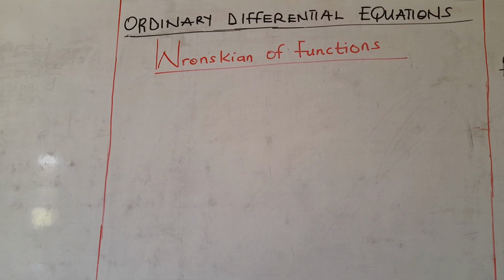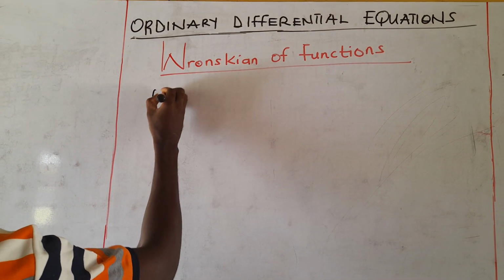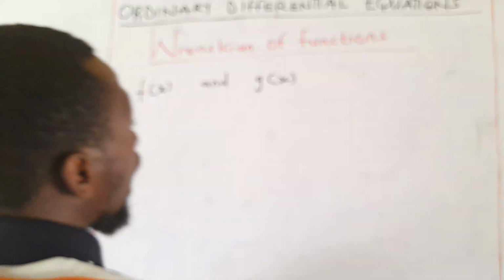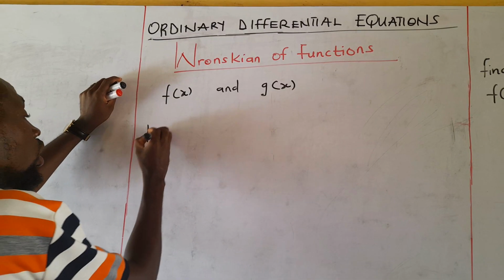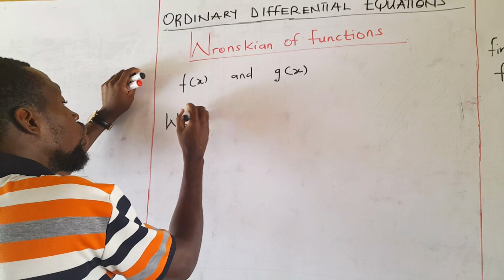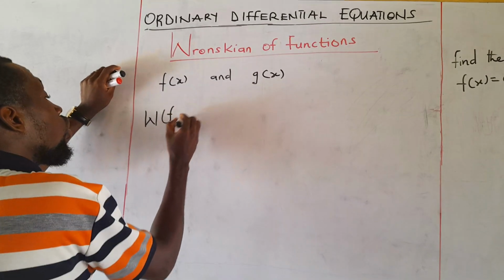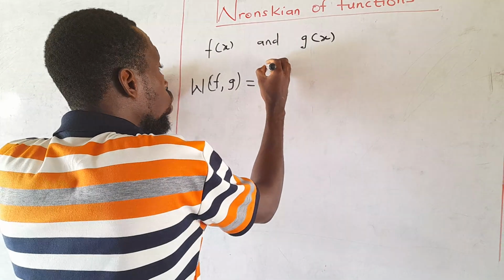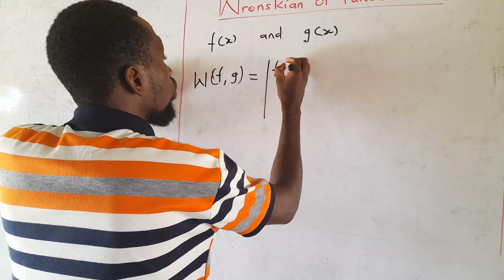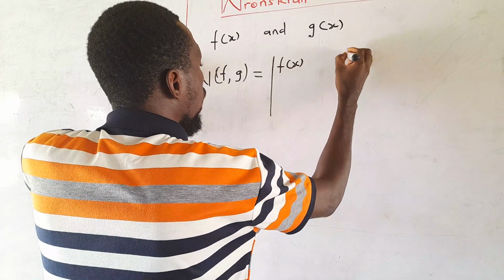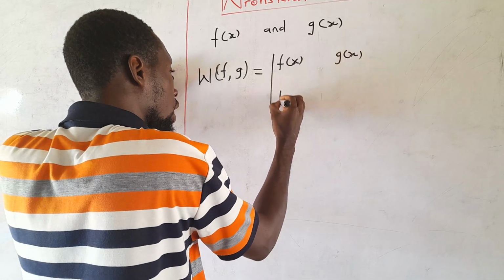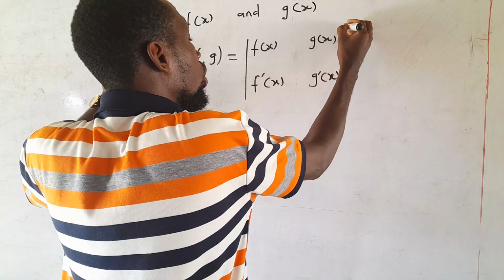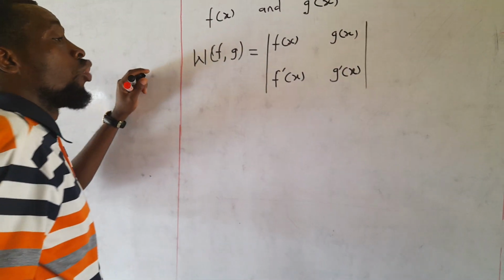So if we have two functions, say f of x and g of x, and we are asked to find the WRONSKIAN of this function. The WRONSKIAN of the function, we write it as w f comma g. So if you see this, it means the WRONSKIAN of the two functions. It will just be equal to the determinant of the two functions, f of x, g of x, and their derivative. That's f prime of x and g prime of x. So this is how we find the WRONSKIAN of two functions.